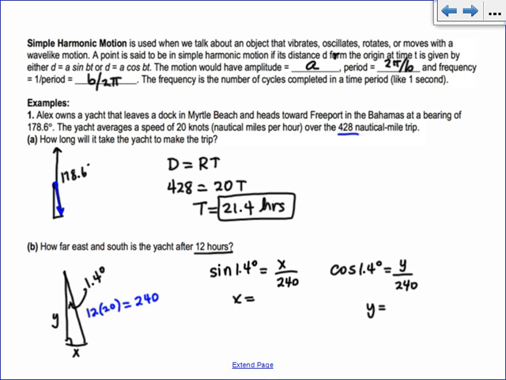What did you get for y? 259.92. Okay, good. And doesn't it make sense that y would be almost what 240 was? Because you're not going very, very much off, you're almost going directly south. All right, and then what's x? It's going to be pretty tiny. 5.864 miles. So it's tiny. Does that make sense?